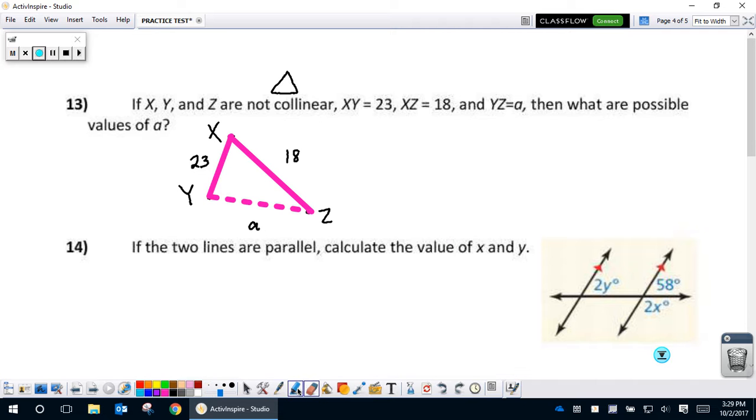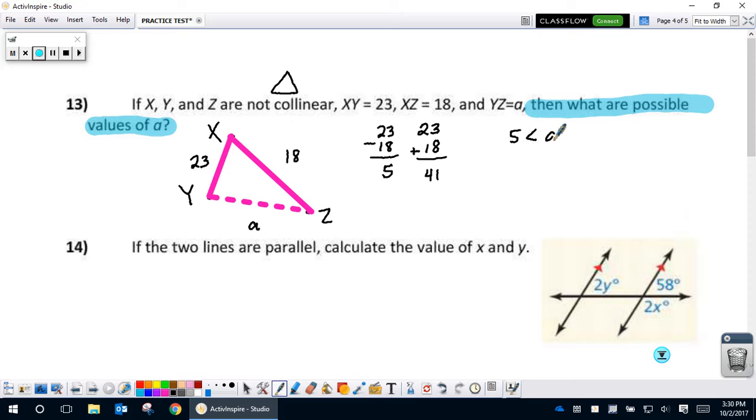So the question says, what are possible values of a? So we have to first make sure that we're in our range. So our range would be big minus the little number, and then you add them. So we have to pick a number that's between 5 and 41. So any number between 5 and 41.